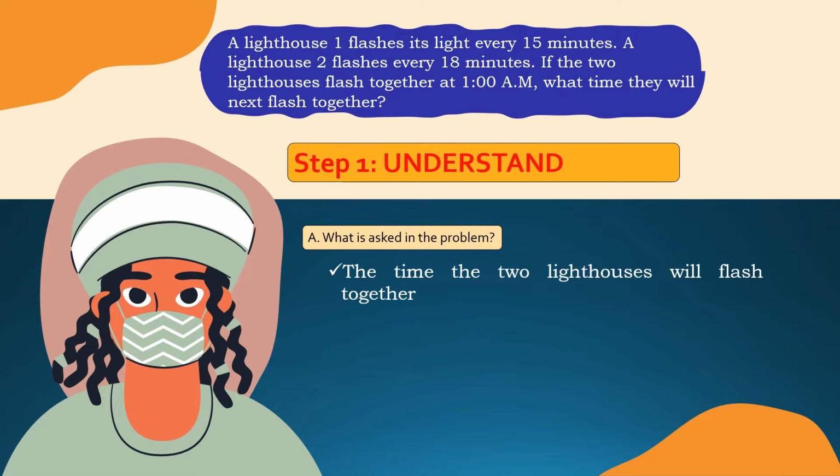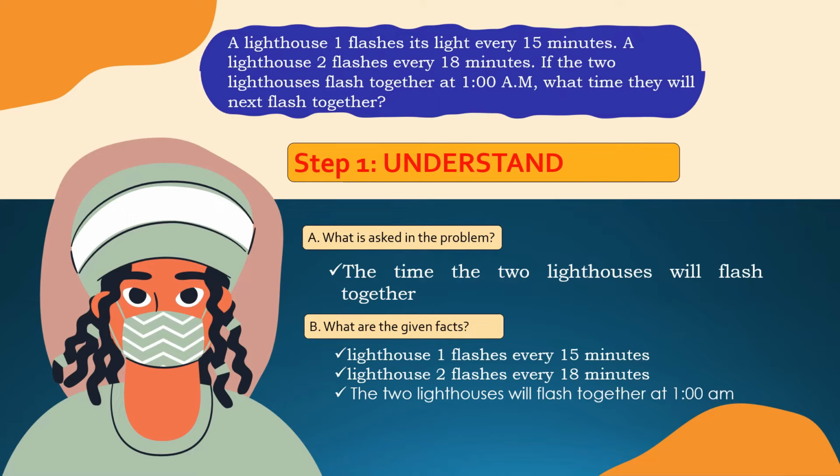Next, we have to list down the given facts or the important numbers to solve the problem. We have lighthouse 1 flashes every 15 minutes. Lighthouse 2 flashes every 18 minutes. The two lighthouses will flash together at 1 a.m. Next is the phrases or the word clues. We have repeated at the same time, which tells us that we have to solve for the LCM.